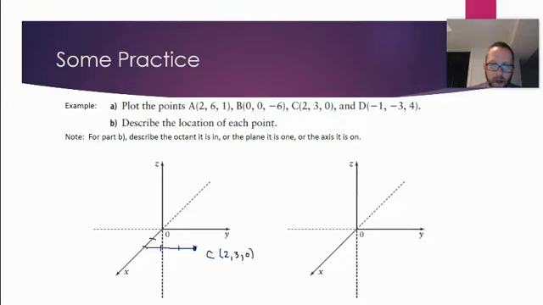Now I haven't moved up or down, right? So if you can envision, it's like I'm on the floor of our classroom. I'm on the XY plane in this example because the Z value is 0. And finally, D, -1, -3, 4. So from the origin, I'll go back 1, 3 to the left, so 1, 2, 3, and then 4 up. Something like that. D, -1, -3, 4.